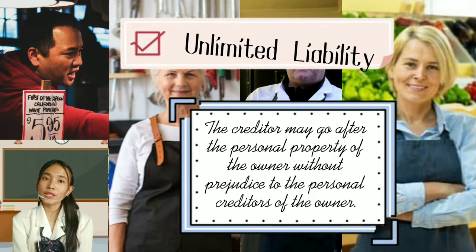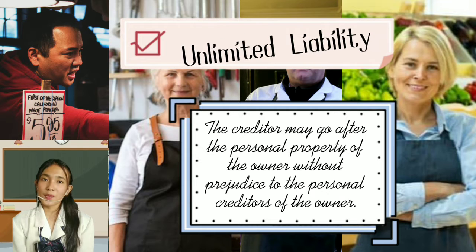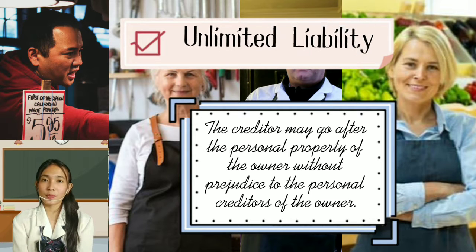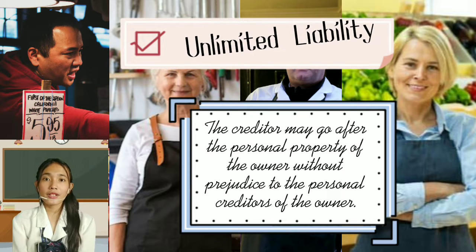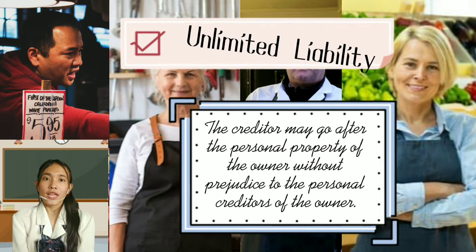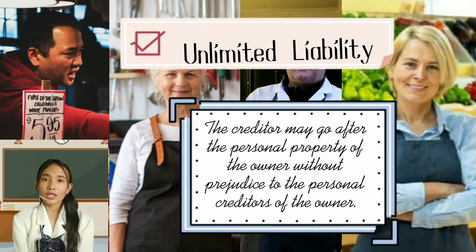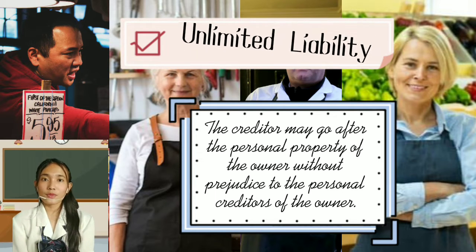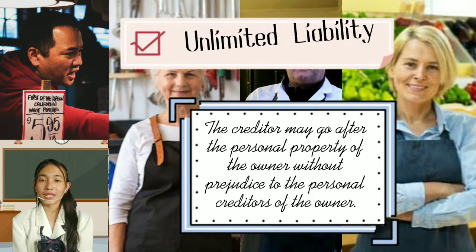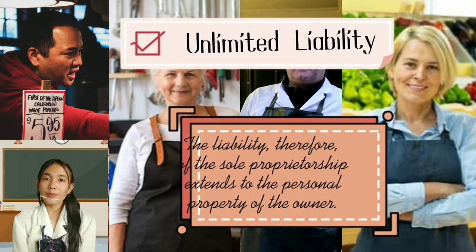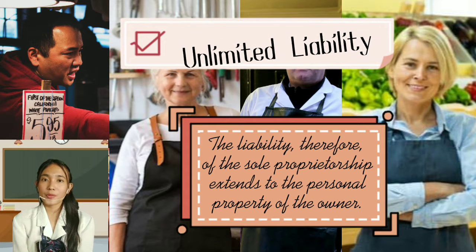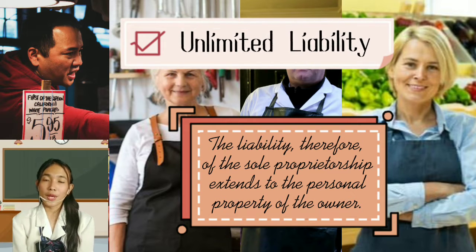For example, Jenny is the owner of a beauty salon. If the business closes its operation because of bankruptcy and a creditor has not yet been paid an amount of 12,000 pesos, then the creditor can run after the personal property of Jenny. The liability, therefore, of the sole proprietorship extends to the personal property of the owner.